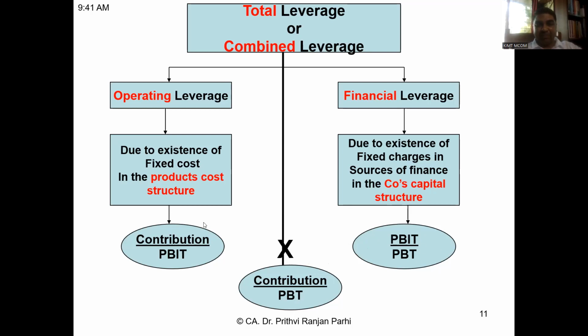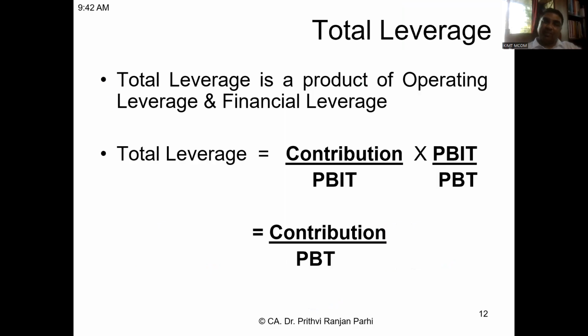So this is multiplied with this. If you multiply, the PBIT in the denominator and the PBIT in the numerator get cancelled. And finally the formula that remains is contribution by PBT. PBT means profit before tax. This is how we'll be able to compute these three types of leverages. This is what we have already discussed so far.